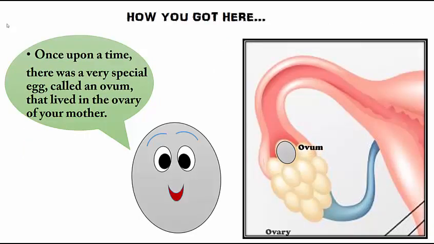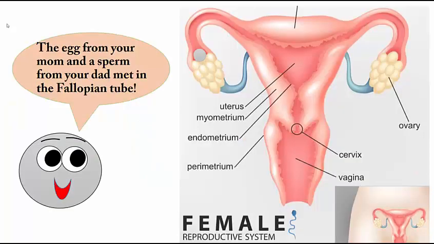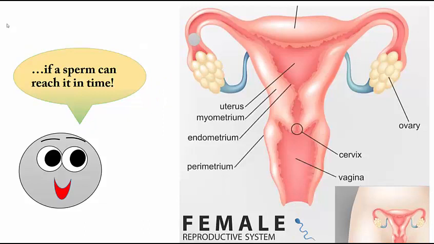So, how did you get here? Well, once upon a time, there was a very special egg called an ovum that lived in the ovary of your mother. During ovulation, that egg was released from the follicle inside the ovary and traveled to the fallopian tube. The egg from your mom and a sperm from your dad met in the fallopian tube. That sperm had to reach it in time in order for fertilization to occur.